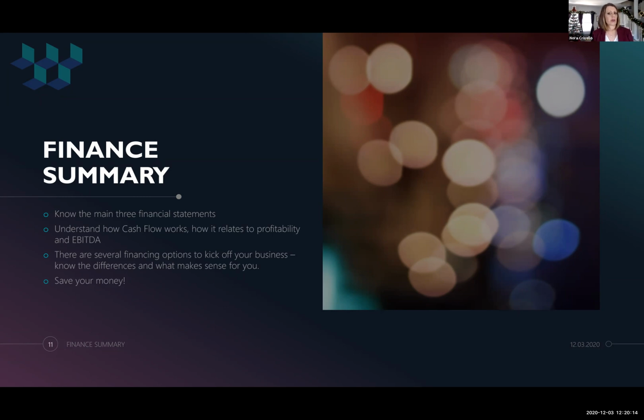To have a real grasp and understanding from a negotiation standpoint, you're probably going to need a more in-depth knowledge of financial statements. Understanding how cash flow works, EBITDA, how it relates to profitability, that's a really important business acumen skill that you're going to need in order to start your own company. And then knowing those funding options.